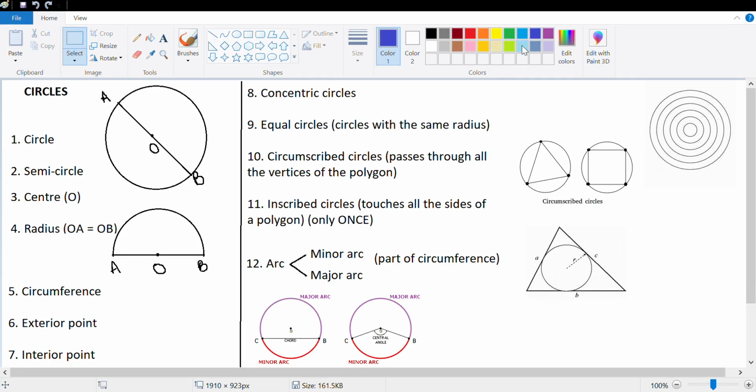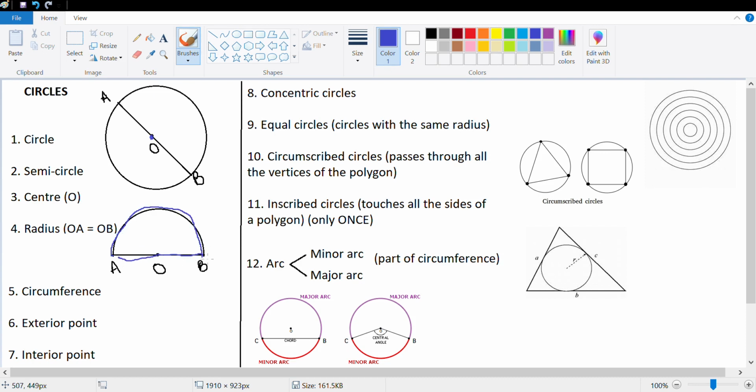Hi guys, let's start a new chapter which is called circles. So before we start new concepts that we learned this year, let's quickly revise what we already know. A circle is the shape that you see here. It has a center. This is a semicircle, which is half a circle.